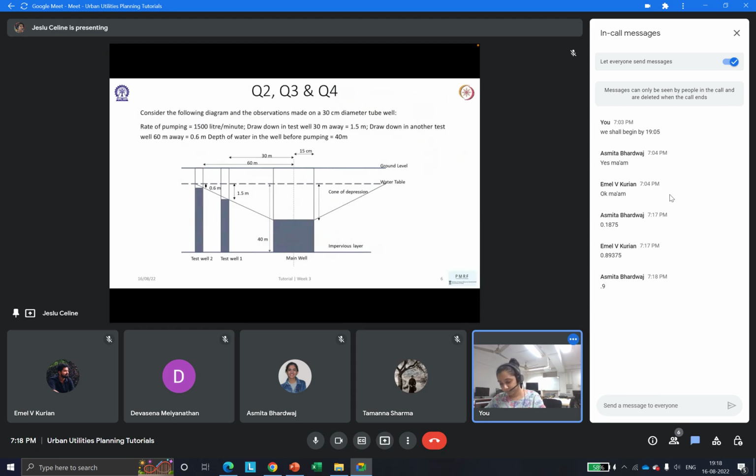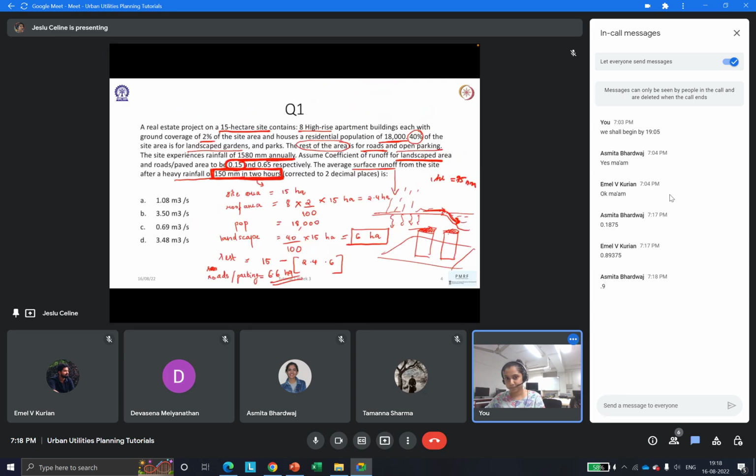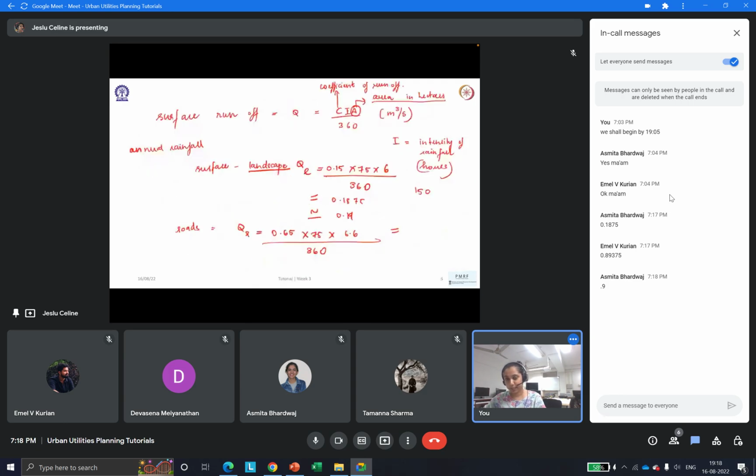1 minute. Yeah, sorry. Yeah, so it's the correct answer. So it's 0.89. So we can approximate it to be 0.9. So now let's add this up because we want to find the total runoff. Total runoff will be equal to 0.19 plus 0.9.